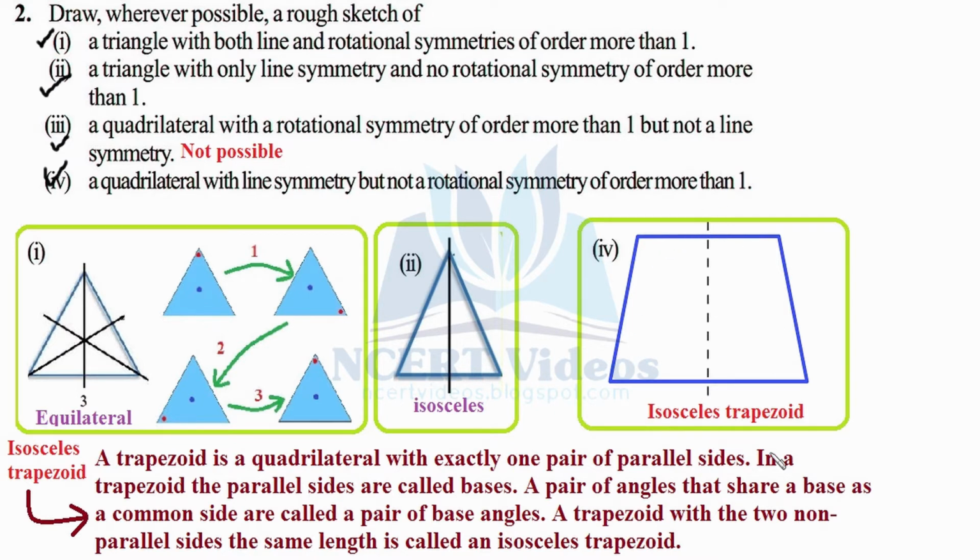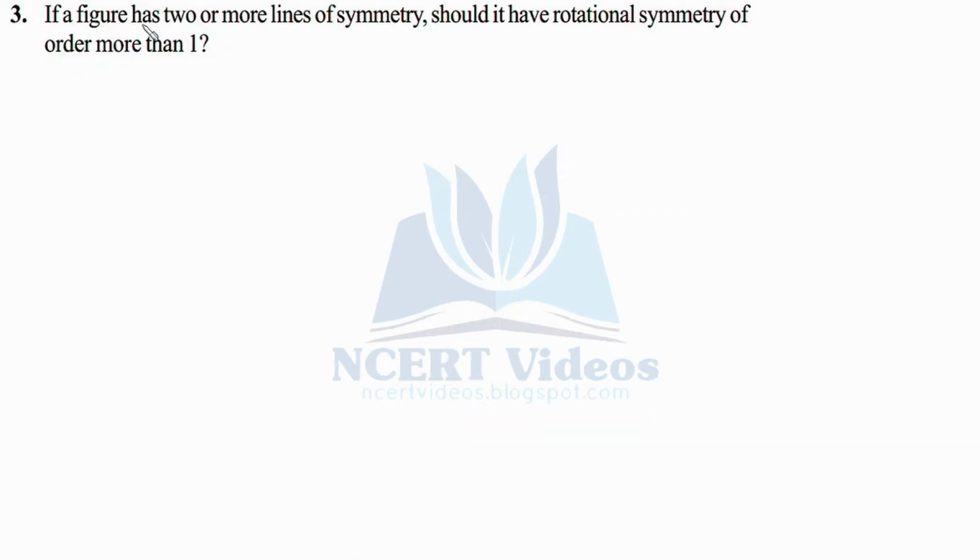But again, this isosceles trapezoid will never have rotational symmetry of order more than 1. So that is second. Question third. If a figure has 2 or more lines of symmetry, should it have rotational symmetry of order more than 1?